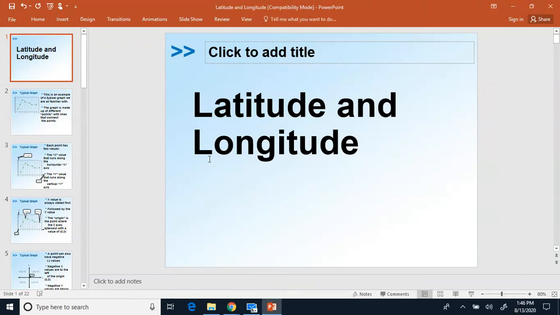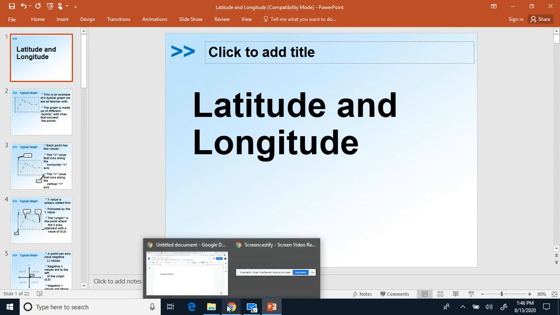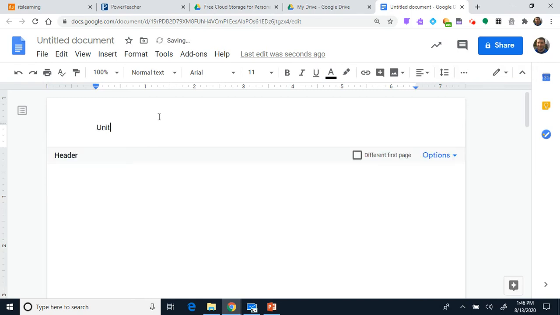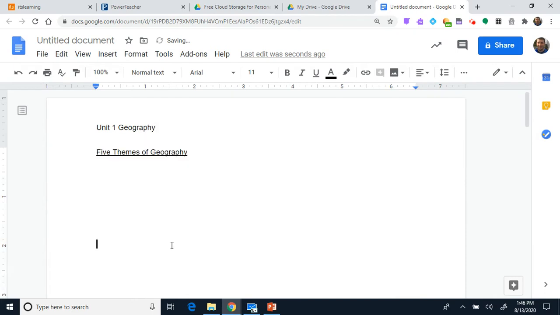Hey guys, we're going to start our next section, which is called Latitude and Longitude. On your Unit 1 notes, just skip a couple lines and write down our next section title. We already had our Unit 1 geography written down, and then we had our section title, and then our information.